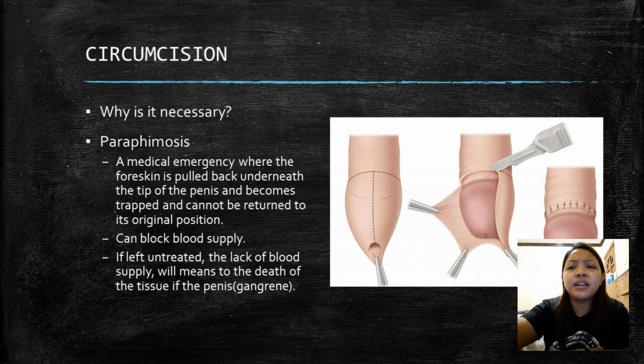Why is it necessary? A medical emergency where the foreskin is pulled back underneath the tip of the penis and becomes trapped and cannot be returned to its original position is called a paraphimosis.